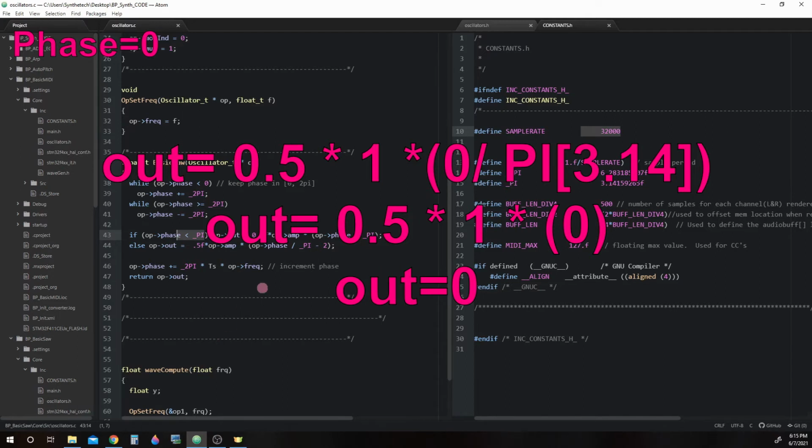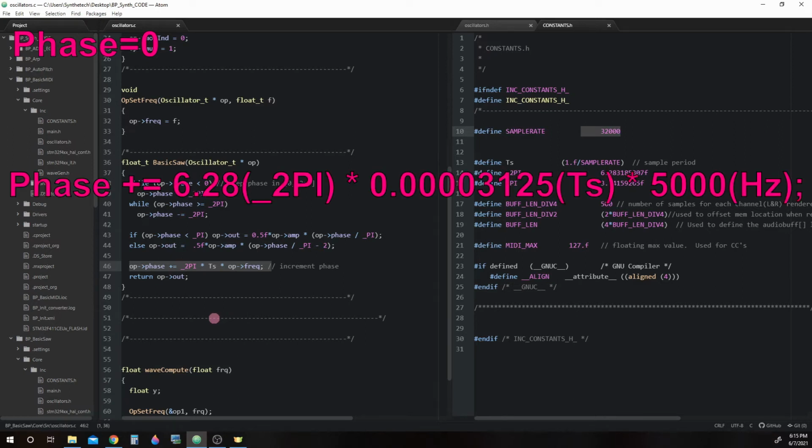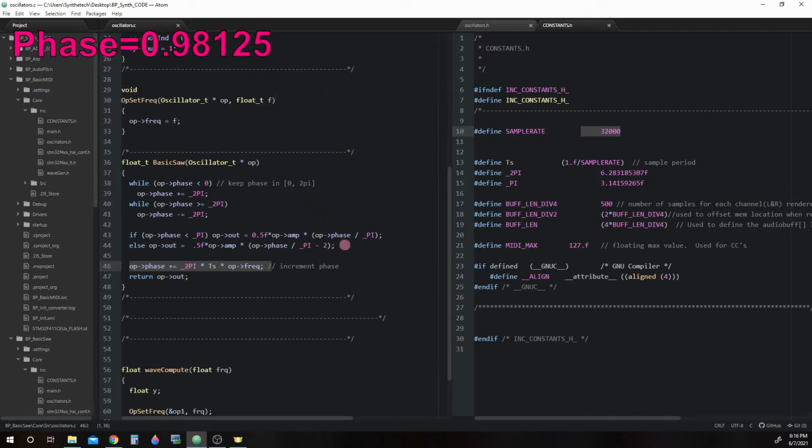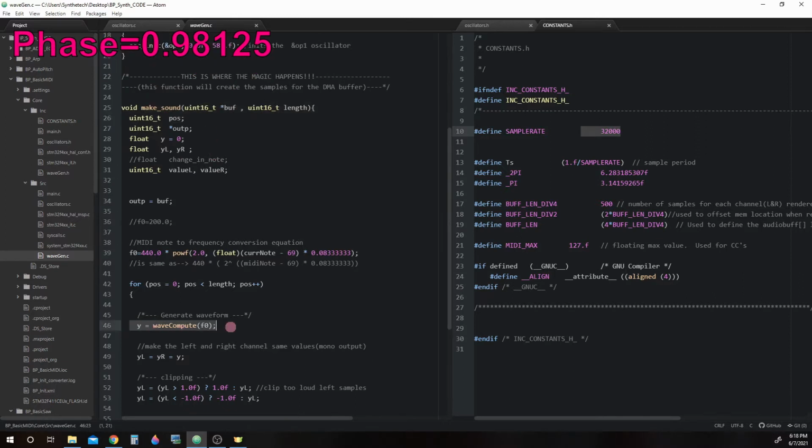So we move to the next operation, the incrementer, which is phase equals phase plus 2 pi times Ts times frequency. When we plug in the values, what we end up with is phase equals phase plus 6.28 times 0.00003125 times 5,000. Our result is we get phase equals 0.98125. When we calculate the next sample, we will use this 0.98125 phase value. The last operation in the basic saw function is return out, which will return a sample value to the wave compute function, which in turn passes the sample value to the make sound function, where we have y equals wave compute f0.